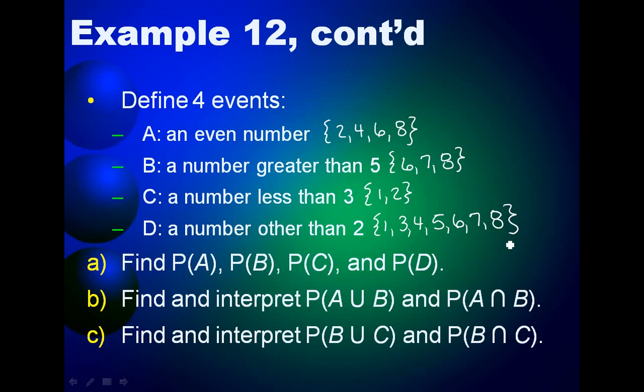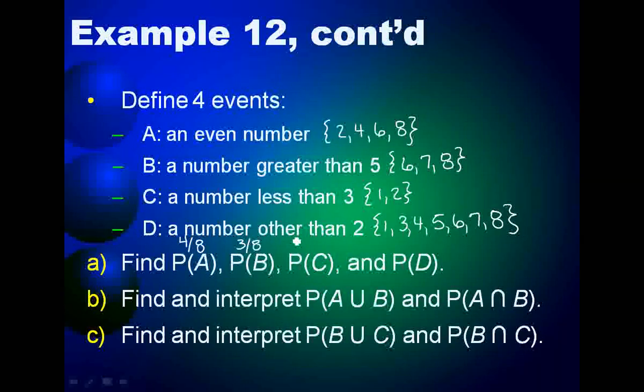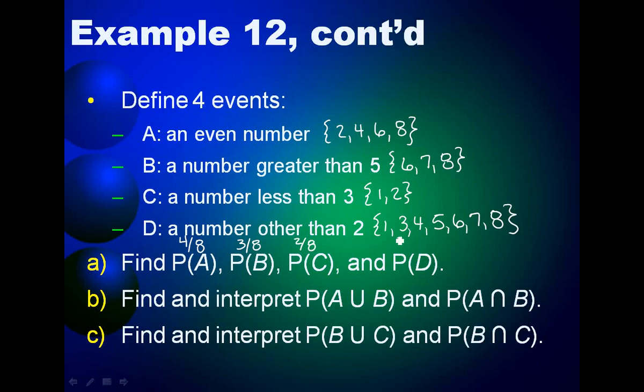So find the probability of A, the probability of B, the probability of C, and the probability of D. Well, probability of A, there's 4 in a sample space of 8. B, 3 in a sample space of 8. C, 2 in a sample space of 8. And D is 7 in a sample space of 8.